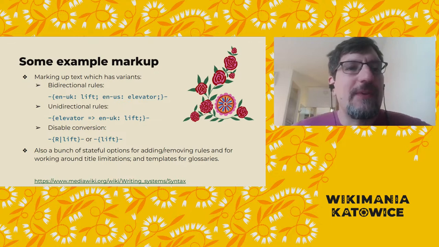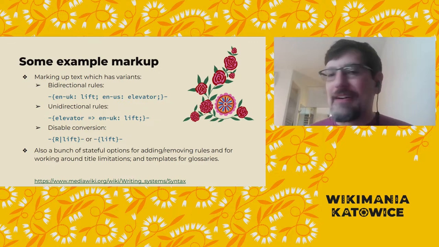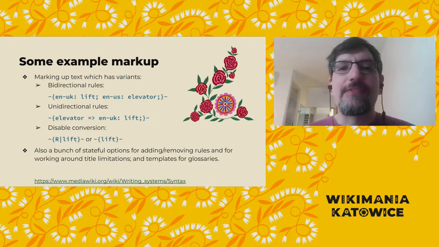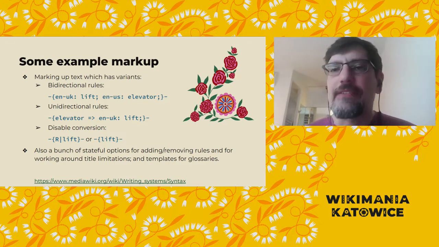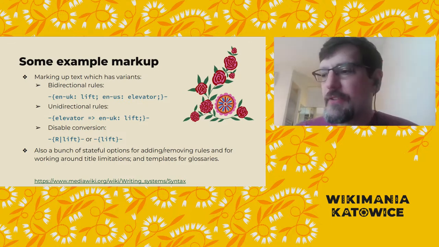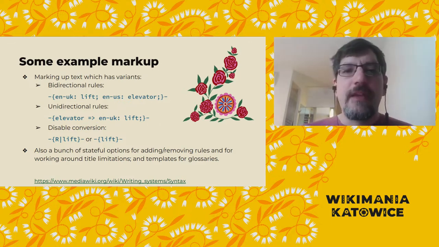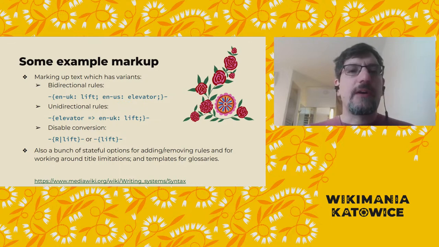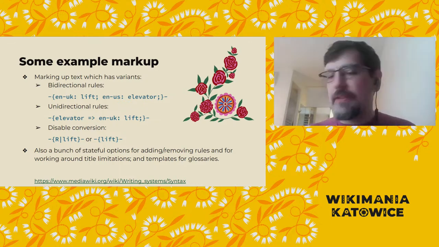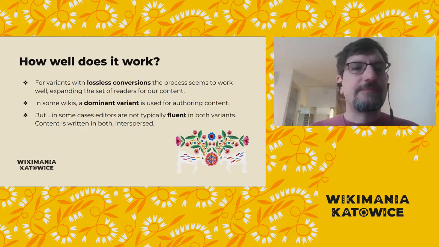In Wikitext, the markup for Language Converter looks like this. There are bidirectional rules which say that every lift should be converted to elevator and every elevator should become a lift. That's not actually correct in this case. So there are unidirectional rules as well, which say convert elevators to lifts, but leave the lifts alone. And you can explicitly disable conversion for a lift which you want to make clear is not an elevator. There are lots of other rules as well, which you can read about at this URL, but these are the highlights. Next slide. So how well does it work?